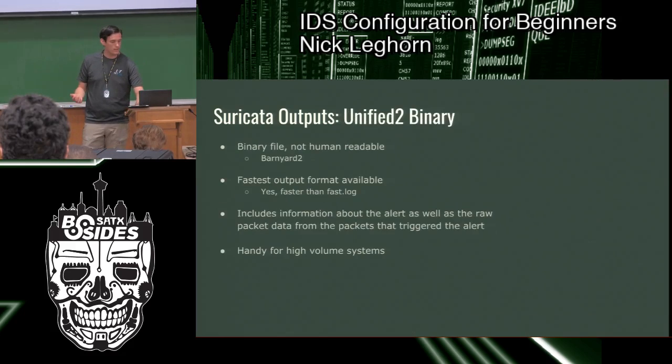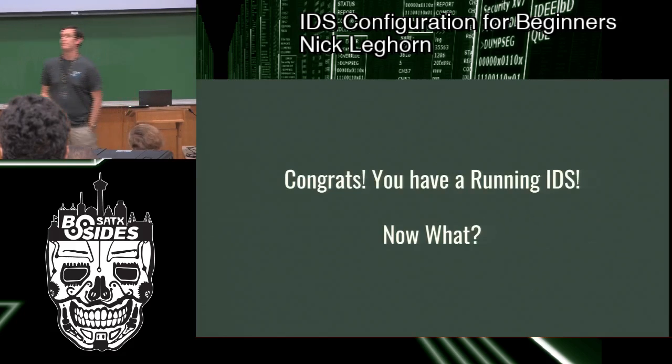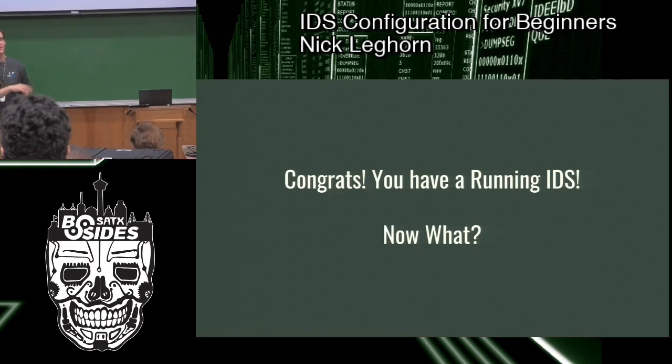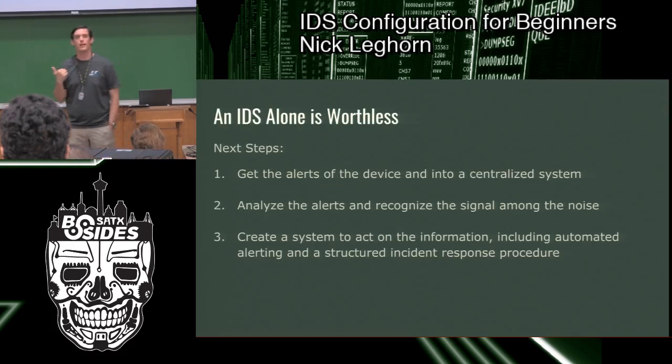So, congrats. We have a running IDS. That's how you do it, that's the file format, that's how you set it up. You've got a running IDS. Now what do you do? Because you've got this device that's logging locally to a file. How do you get that file? How do you get the file off the box?